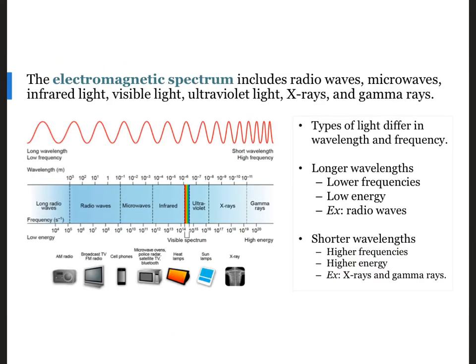The electromagnetic spectrum covers a wide range of wavelengths and frequencies. We see that longer wavelengths, such as radio waves, have lower frequencies and lower energy. Shorter wavelengths have higher frequencies and higher energy, such as the X-rays that are energetic enough to pass through our bodies to give images of our bones.